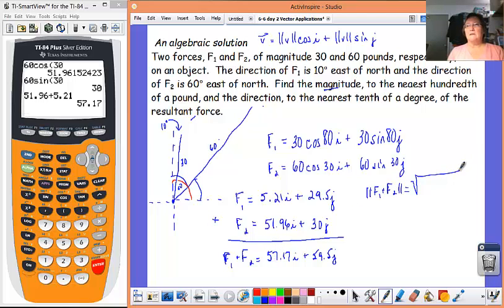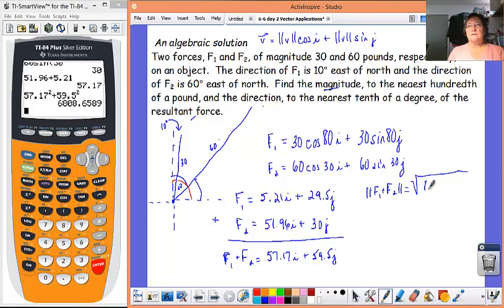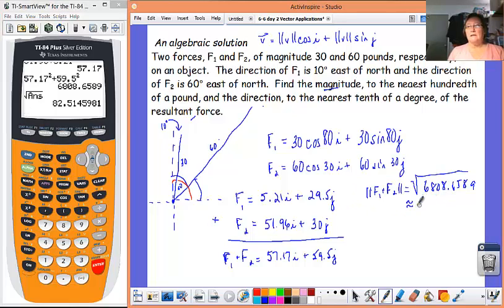So I'm going to do that in my calculator. We need the square root of 6,808.6589, and that's lots of digits of precision. We'll round back when we actually take the square root, and that magnitude is right around 82.5 pounds. Our forces were given in pounds, so our answer should be in pounds as well.